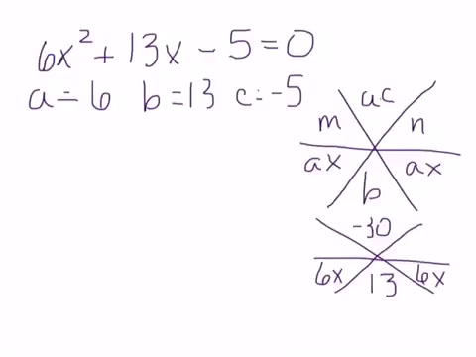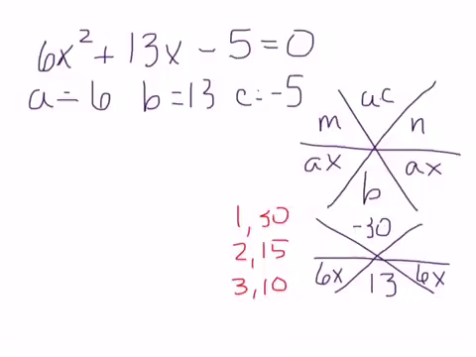Now what we're going to do is look for two numbers that multiply together to give us -30, but also add together to give us +13. If you're struggling to find these numbers, I would start writing out factor pairs. You've got 1 and 30, 2 and 15, 3 and 10. Well, hey, okay, 2 and 15 look like good candidates to get us to 13, so do 3 and 10.